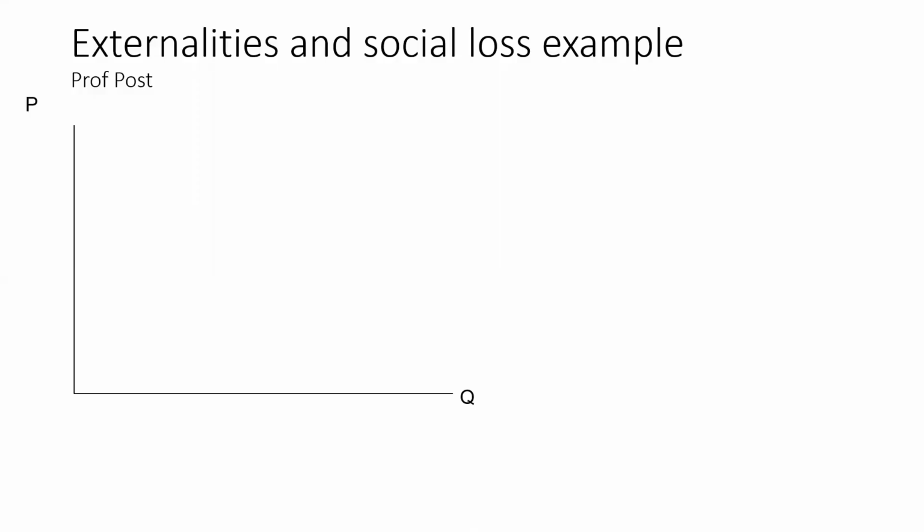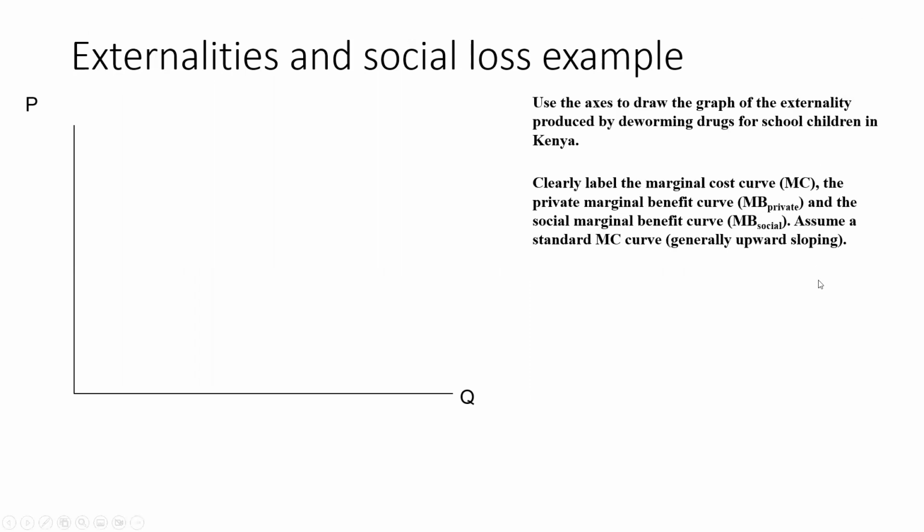Hi, everyone. This example will walk through externalities and the concept of social loss and also how to measure it. So suppose that your prompt is this. Use these axes to draw the graph of the externality produced by deworming drugs for school children in Kenya. Clearly label the marginal cost curve, the private marginal benefit curve, and the social marginal benefit curve. Assume a standard marginal curve. In other words, generally upward sloping.